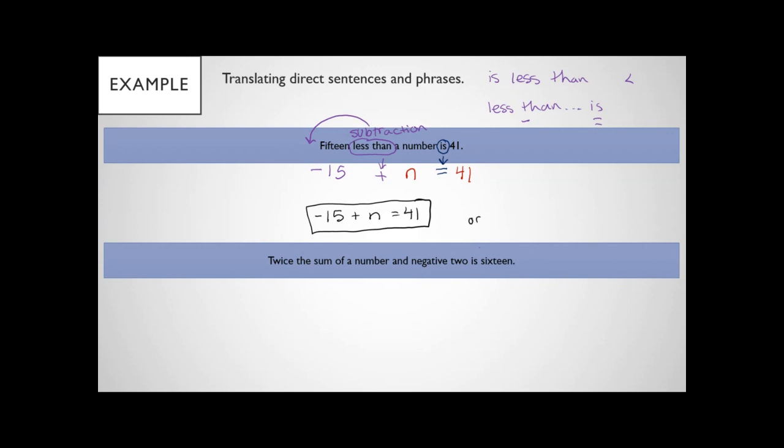Or if you want to write it with subtraction, you would say n minus 15 equals 41. That is the alternate way to do that. But I like to make sure that everything is left to right in the same order, so that's why I put the negative 15 instead of subtracting 15 there. Are there any questions?